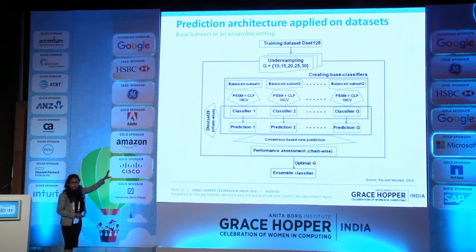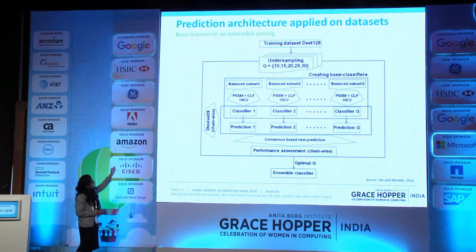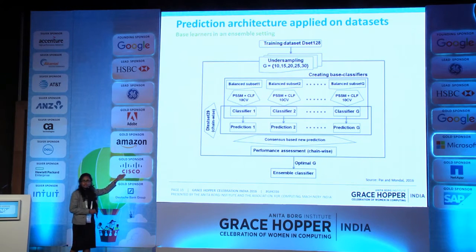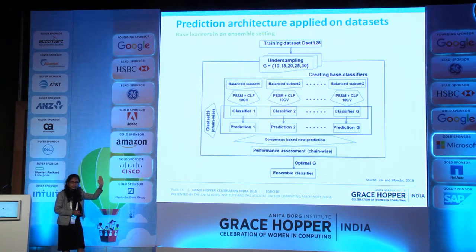So we have presented this architecture. We used the training data set and did undersampling, which means we select multiple small subsets of negative examples along with the positive examples, use these classifiers and features, and then develop the prediction models. Once the predictions are obtained, we also use the consensus of these individual predictors to see if we can improve the overall prediction performance.